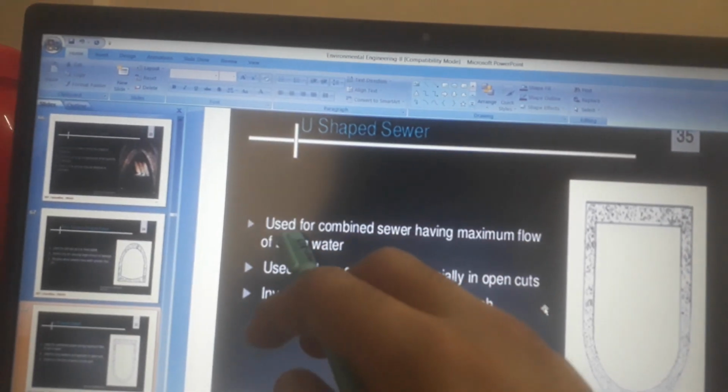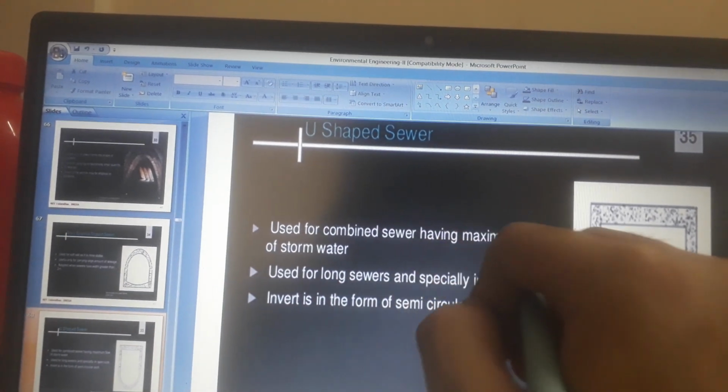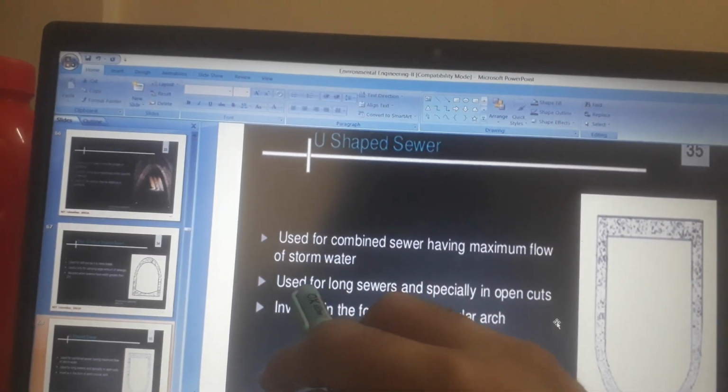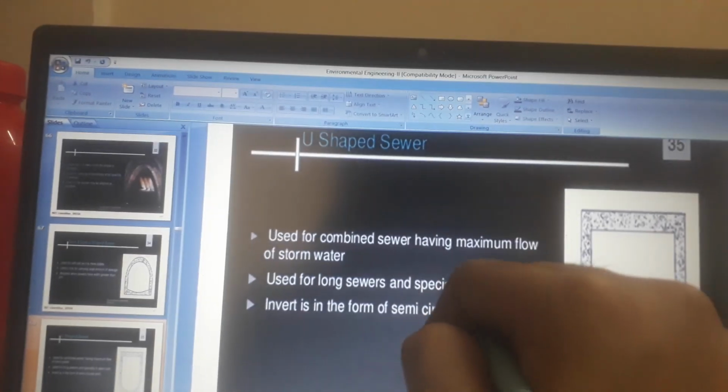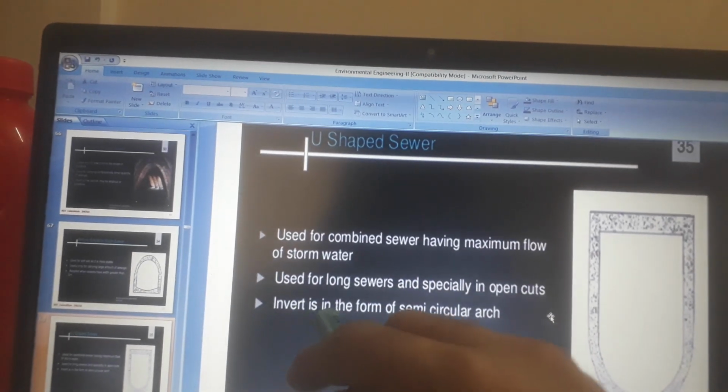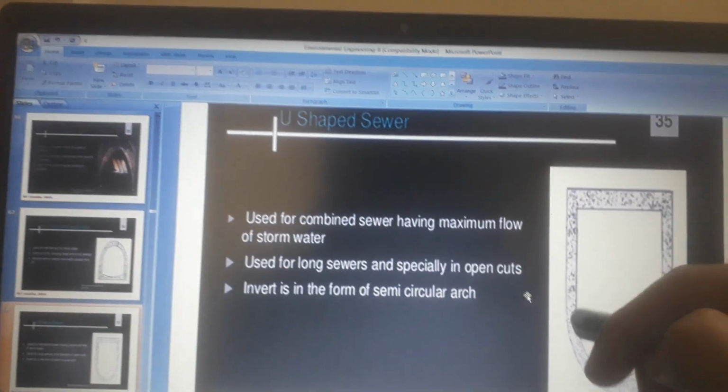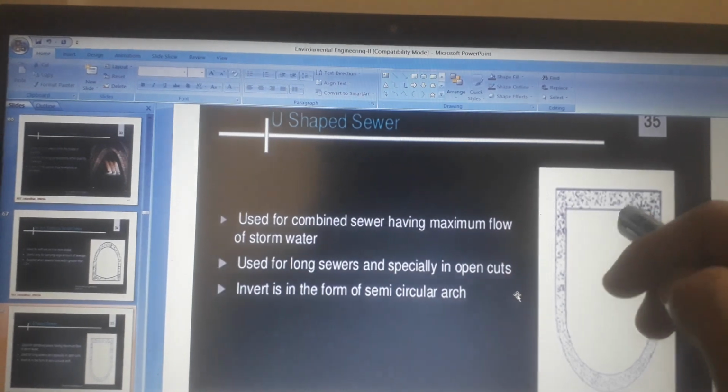U-shaped sewer. Used for combined sewers having maximum flow of storm water. Used for long sewers and especially in open cuts. Invert is in the form of a semicircular arch. For example, this is in the form of a semicircular arch. This is a U-shaped sewer.